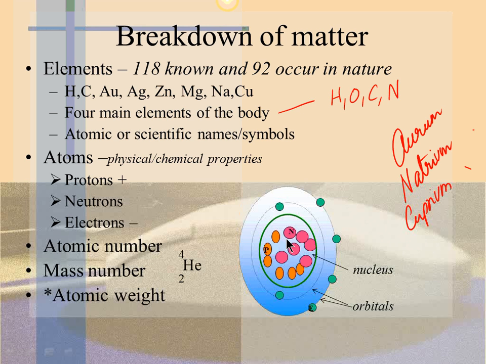And along with protons in the nucleus, you also have neutrons, which are neutral. That's why they're called neutrons. They don't have any charge, so they are also heavy. So that's why they're right in the center. Every atom has to have at least one proton. So hydrogen is one perfect example. It has one proton.